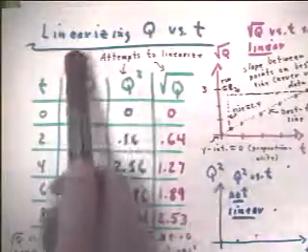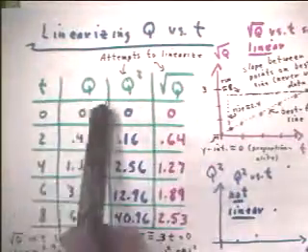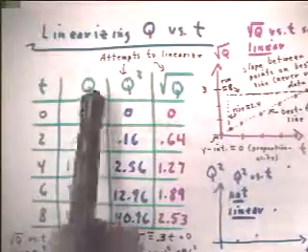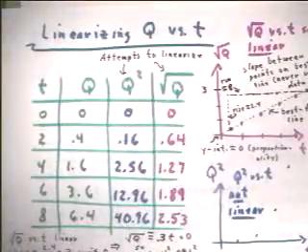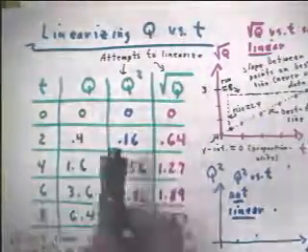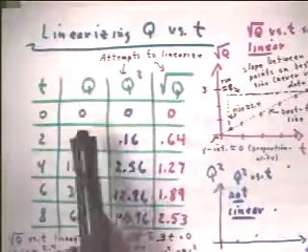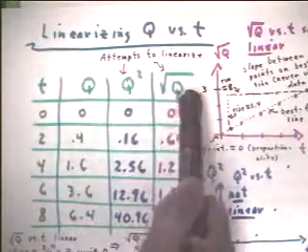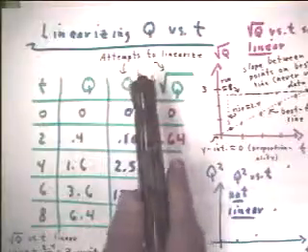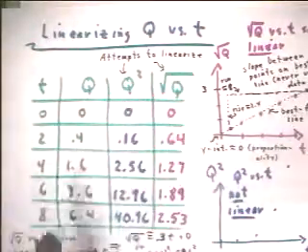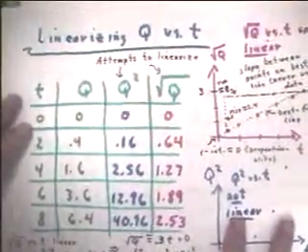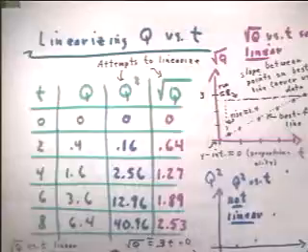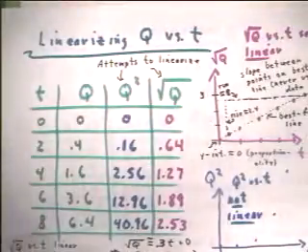So, to linearize Q versus T, what we do is we write down our Q versus T table, and then we make some kind of an attempt to linearize. Now, in this case, for this first example, all we're going to do is square Q, and take the square root of Q. It's not unusual for either the squaring or the square root function to linearize a set of data. Now, that's something you wouldn't know unless you've done this sort of thing, but I'll simply tell you that that's a very common way to start.